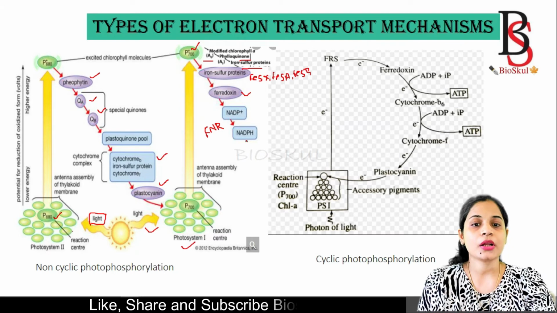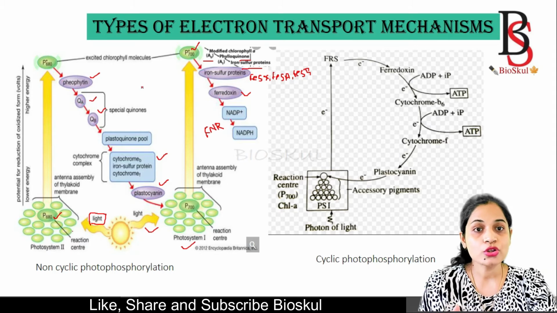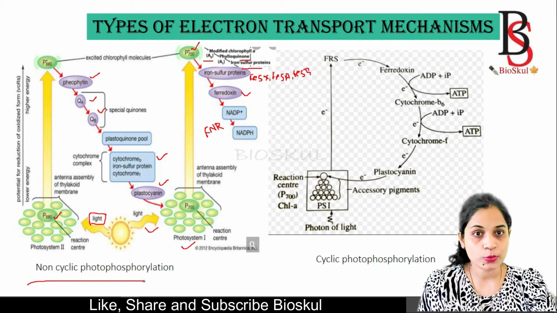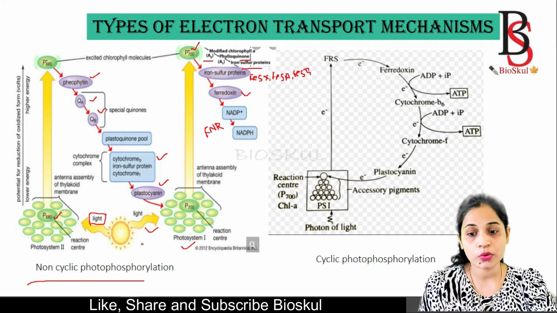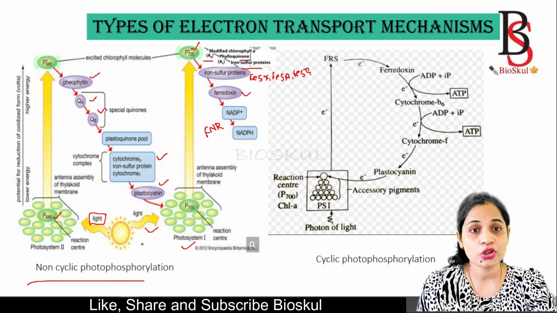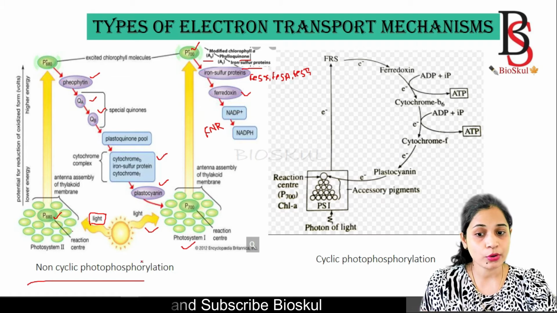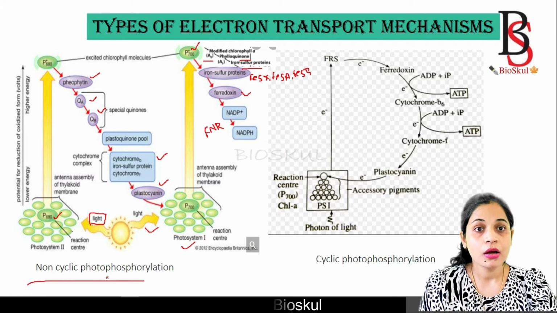So here you see the electron does not come back to the reaction center. That's why it is known as non-cyclic photophosphorylation. Why is it called photophosphorylation? I have told you earlier that this type of reaction also leads to the production of ATP, and how the non-cyclic photophosphorylation reaction produces ATP, we have seen in the previous slide.